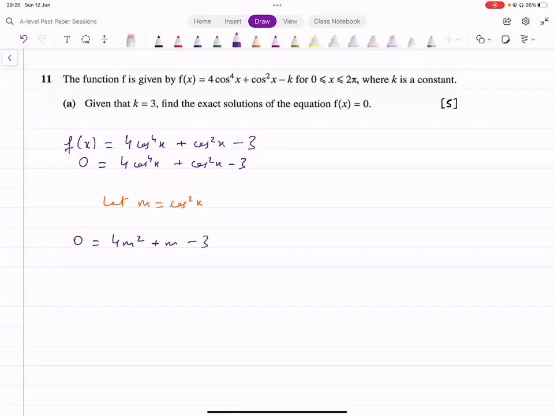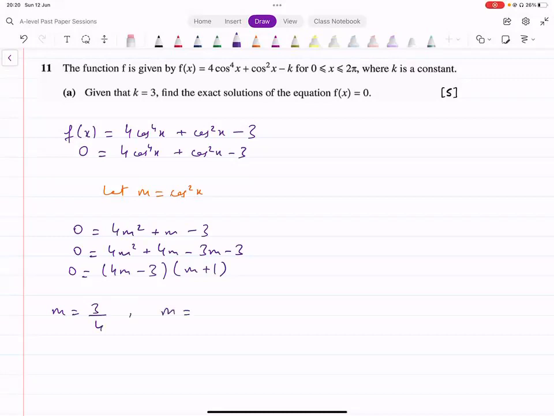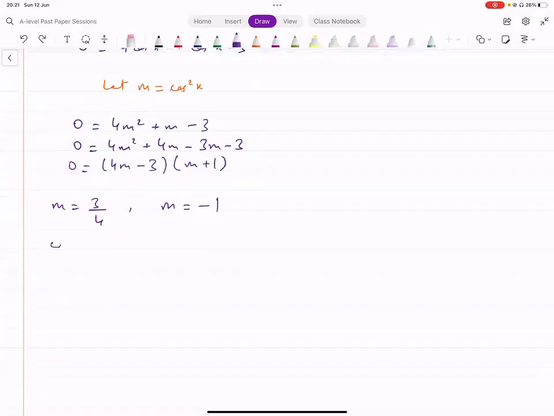Let's see if we can factorize this. 4 and 3, that's 12. Yeah, so we could actually just use 4 and 3 for this. We have 4m squared plus 4m minus 3m minus 3, that equals 0. We get two factors from this, which are 4m minus 3, and m plus 1. These are the two factors that we get, which means m is either equal to 3 over 4 or m is equal to minus 1. So these are the two values that we get from this. Now, what was m? m was supposed to be cos square x. So that means cos square x is either equal to 3 over 4 or it's equal to minus 1.